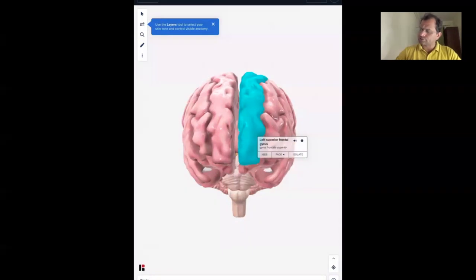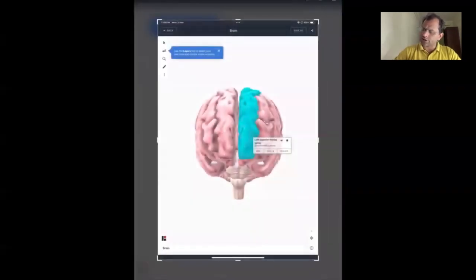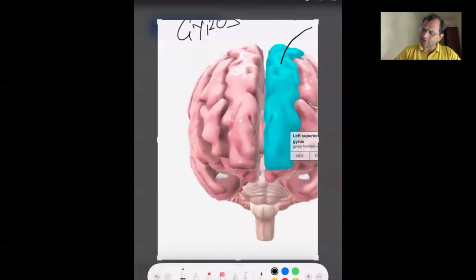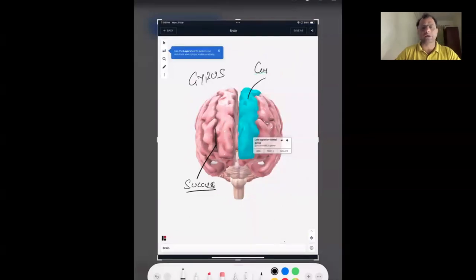These elevations we can see here are called gyrus. And in between, we are having the depression. They call it sulcus. So the brain is having multiple gyrus and sulcus.